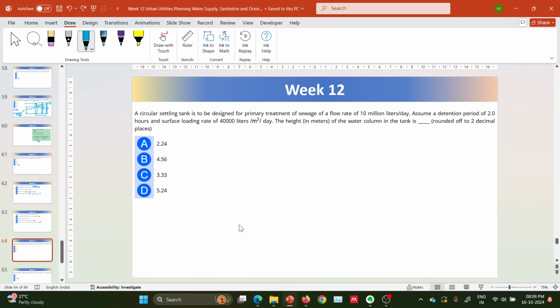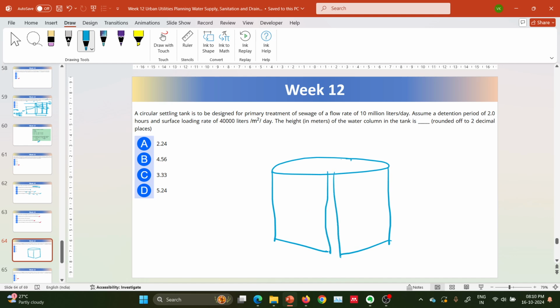Now we have a question related to a circular settling tank. A circular settling tank looks like this. The water comes through this bottom inlet, goes up with the help of a pipe, and spreads like this. The water goes to the periphery, and the particles settle down this way. And here we have a hopper.